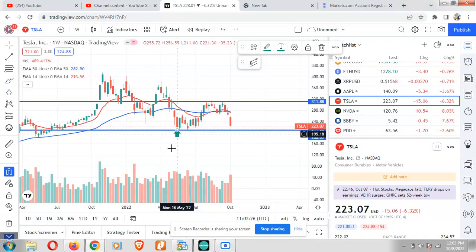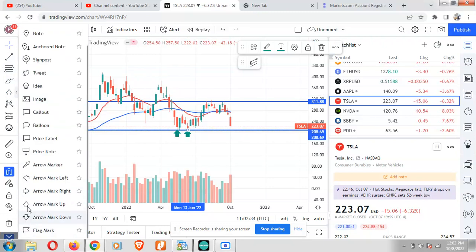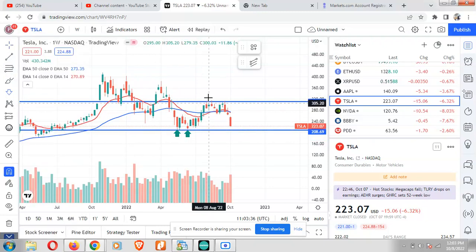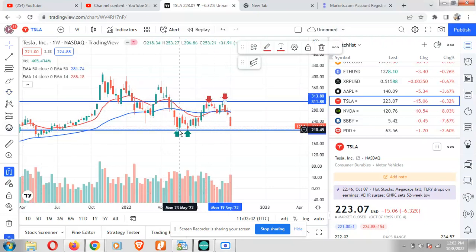Did you see it here? Support. It's an area of what? Strong support. And the one on top is the area of strong resistance. So you can see the arrow: support, resistance.